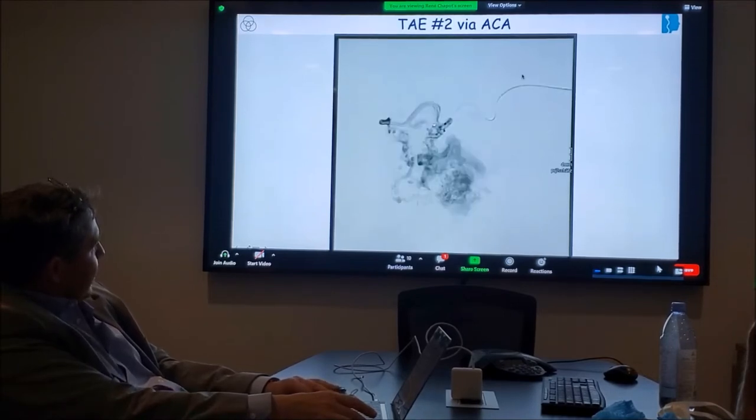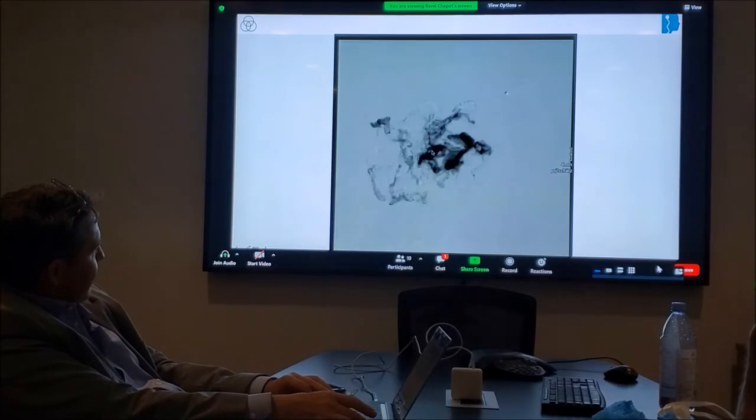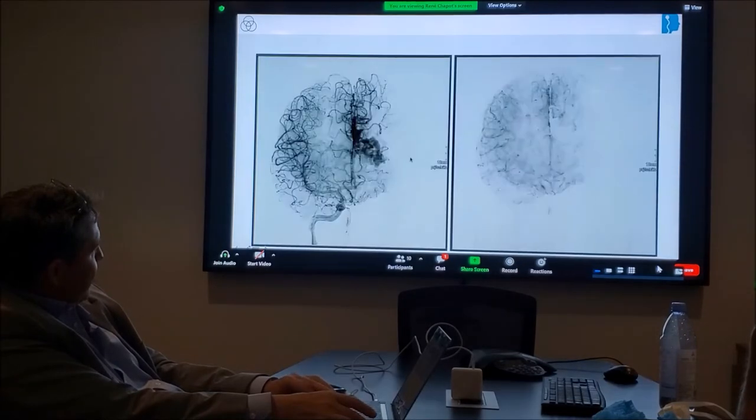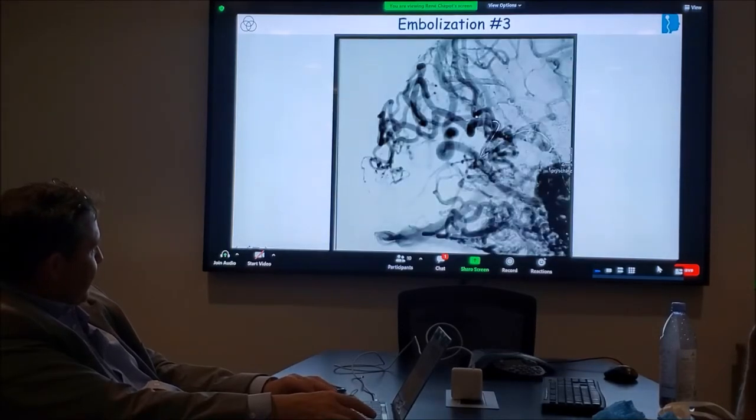Step two, this time we took the direct access via the ACA. Here we use Onyx and make this injection of Onyx. You see the ACA before and after embolization. All this part has been done. But of course the MCA is still there. You see what has been done once by one anastomosis, embolization number 3.